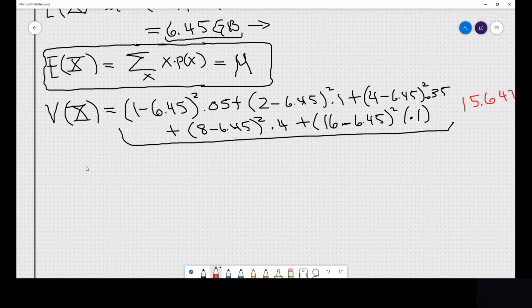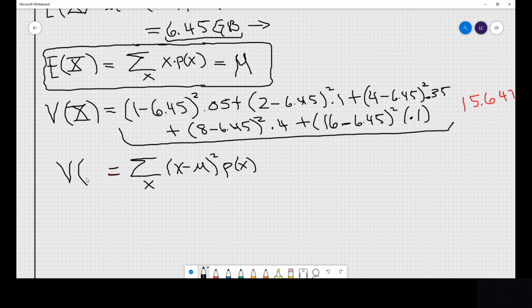But what is the formula for it? Again, it's this idea that, regardless of the distribution, I want to sum over the entire support. Instead of x, this time I'm going to put x minus mu squared times p of x, the probability of that. So this is our formula for variance.